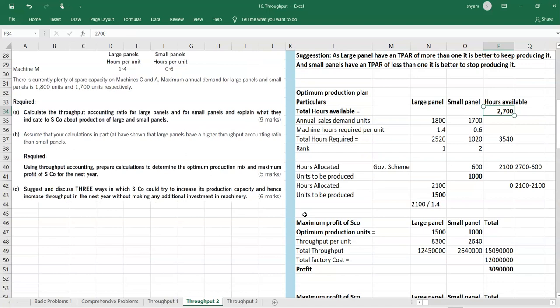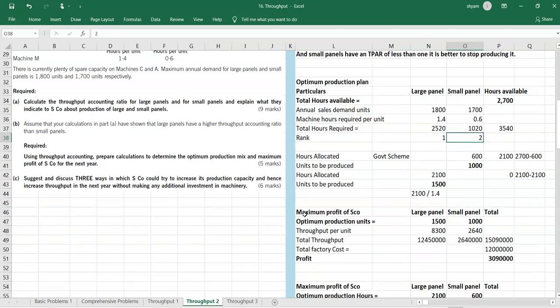And annual sales demand of units we got from the question. The machine hours required for each of the units we got from the question. We multiplied and we finally got the total hours required for producing large panel and small panel. Okay, rank is 1 and 2. From TPAR we got that.